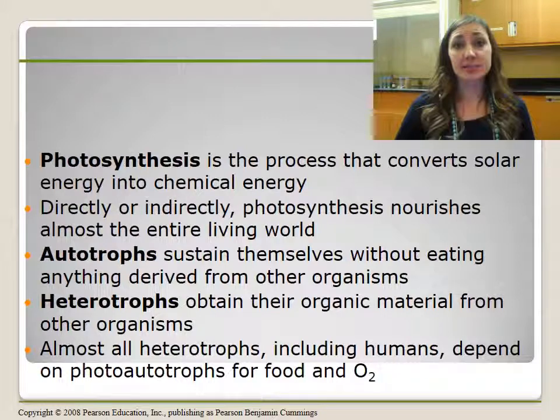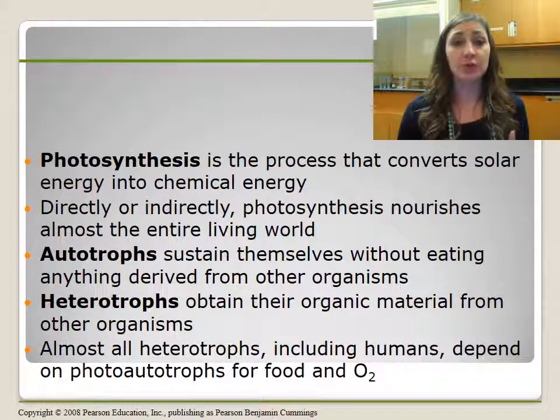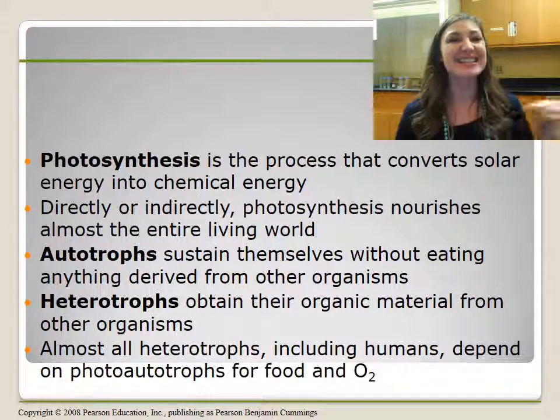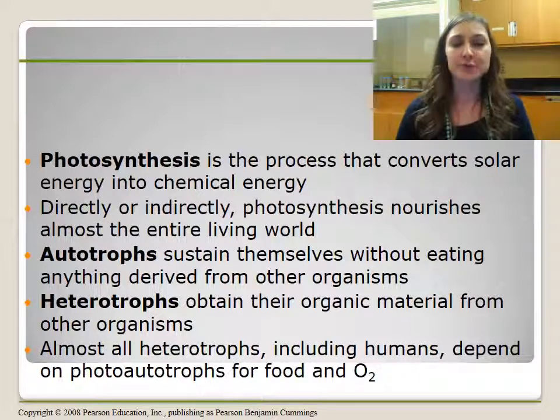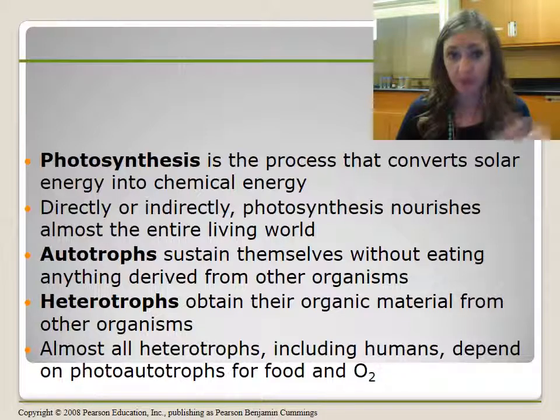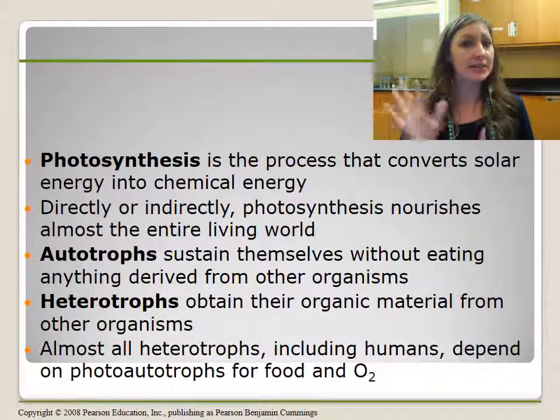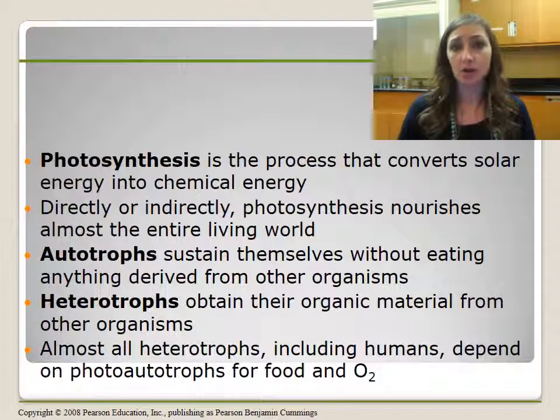Autotrophs are organisms that are able to make their own food, and if we refer to a photoautotroph, we're speaking about an organism that uses sunlight to make their own food. Heterotrophs obtain their organic material from other organisms, so they eat autotrophs or other heterotrophs, and just about all heterotrophs, including us humans, depend on photoautotrophs or plants for food and oxygen.